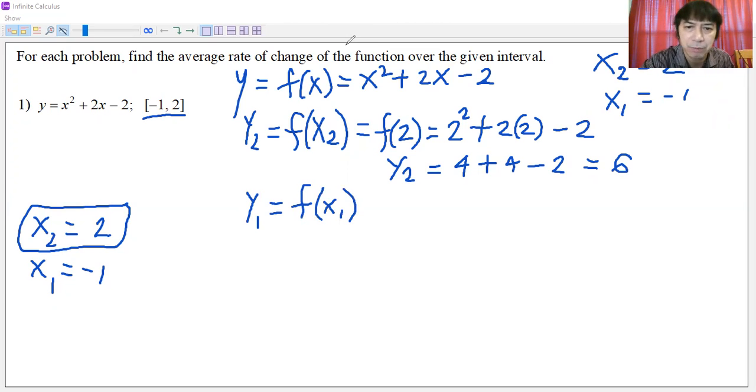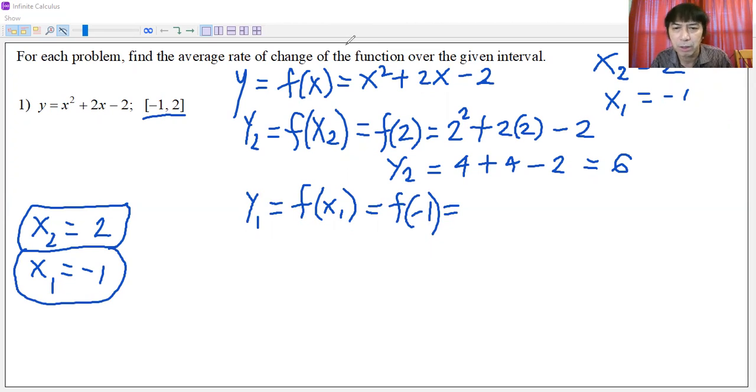f of x1, which happens to be f of the value of x1 over here. That's -1, so f of -1. This time we go back to the given equation, and all x will be replaced by -1. So this is x squared, which means -1 squared, plus 2 times -1 minus 2.